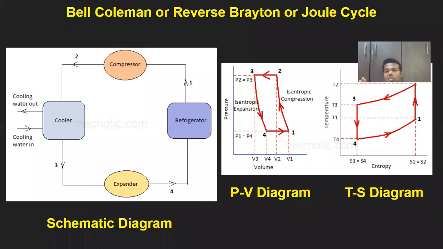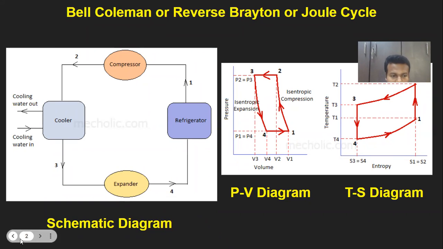The major difference between the Brayton cycle and the reverse Brayton cycle, if you see, is that the arrow which was going from 2 to 3 is on the left hand side. That means from 2 to 3 we are cooling in the reverse Brayton cycle. But in the Brayton cycle, from 2 to 3 we are heating. So if it is Brayton, point number 3 will lie on the right side of point number 2.